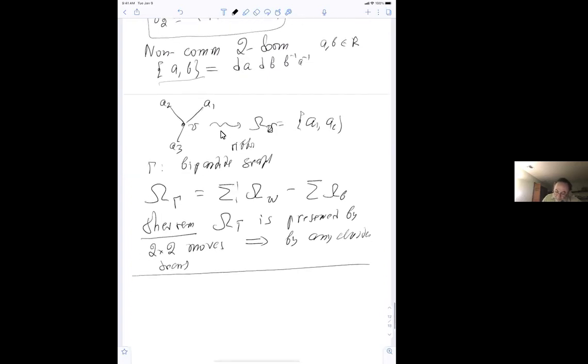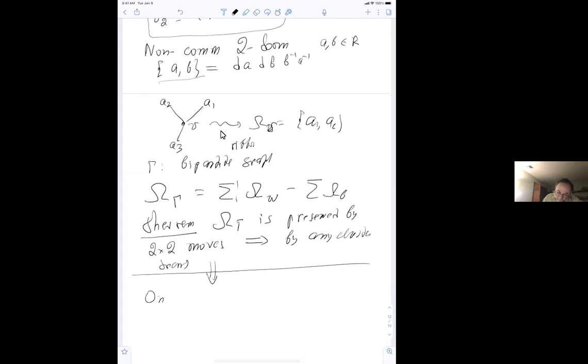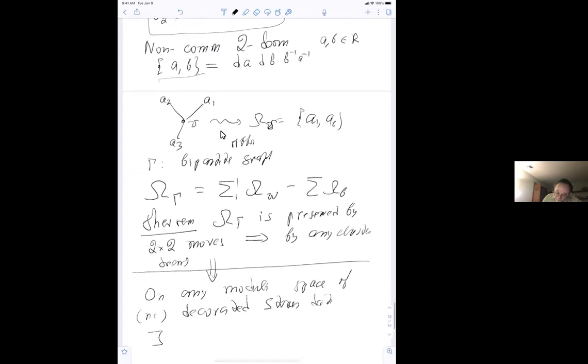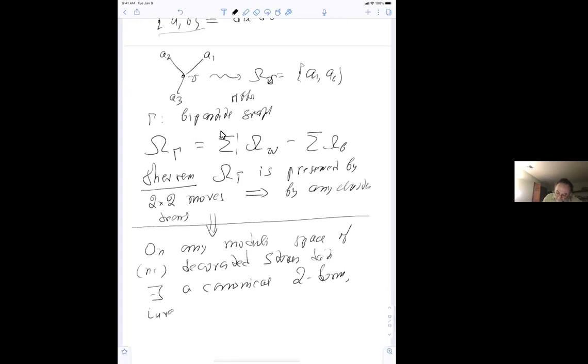So the conclusion is that this implies that on any moduli space of non-commutative decorated Stokes data, I didn't give the definition, but let me just proceed, there exists a canonical 2 form invariant under the wild mapping class group.